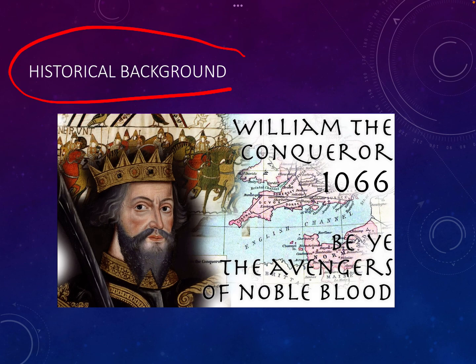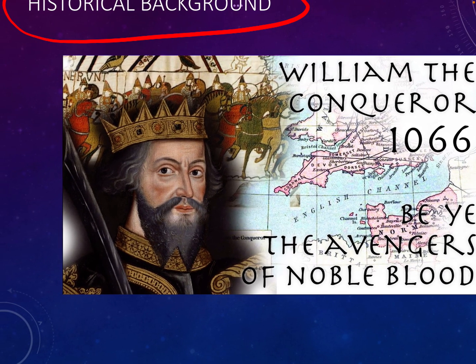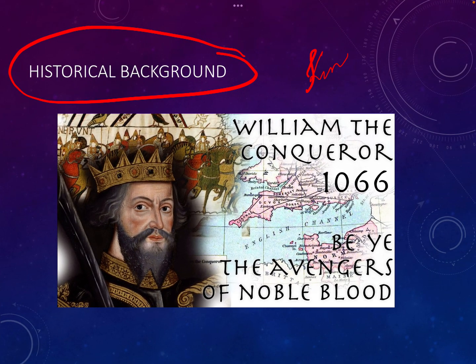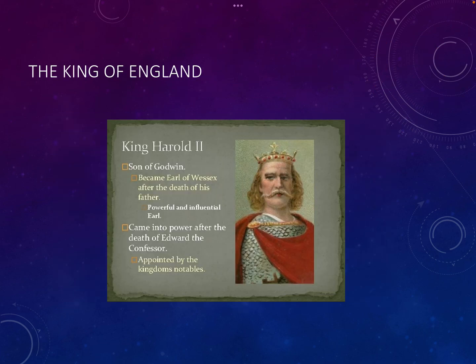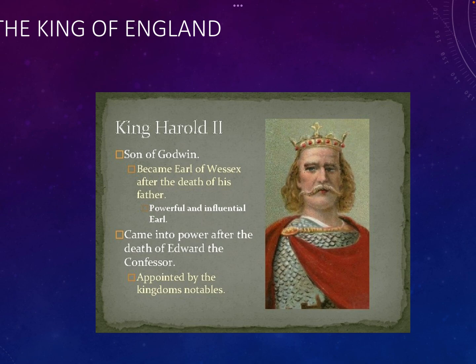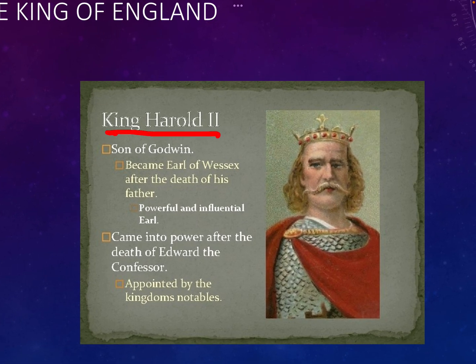So next begins the historical background. Now, this you will have to understand by knowing three different people. Here is William the Conqueror. Who was he? He was the king of Normandy, France. And here is your King of England, Harold II, Harold Godwin, son of Godwin. He became the Earl of Wessex after the death of his father. He was a powerful and influential earl, who came into power after the death of Edward the Confessor.